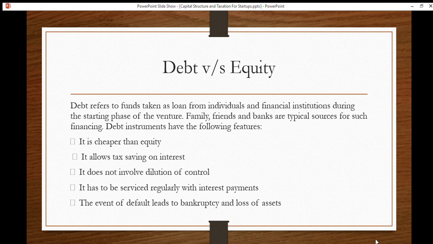It has to be serviced regularly with interest payment. You have to pay regular interest. It is compulsory at any cost, even if your firm earns a profit or a loss. The event of default leads to bankruptcy and loss of assets. So that is something very important. You have to analyze very carefully and take a big decision before raising funds through debt, because if you don't pay the interest, it leads to bankruptcy and loss of assets. So it's a very crucial part.